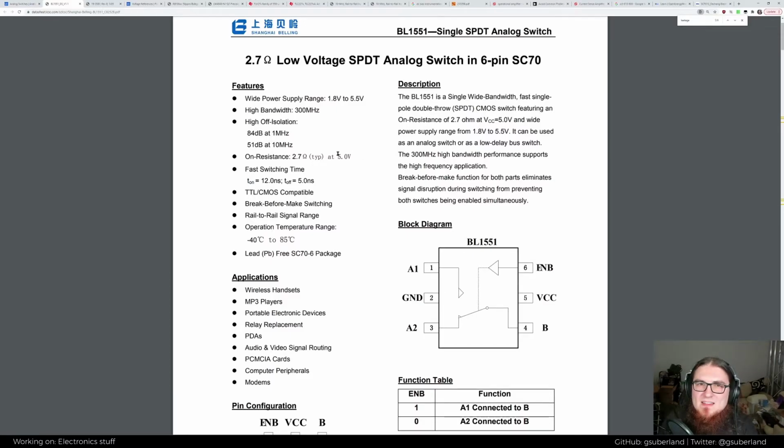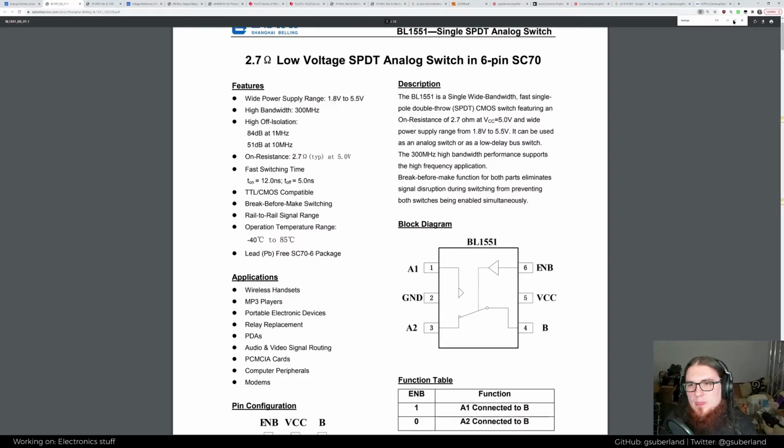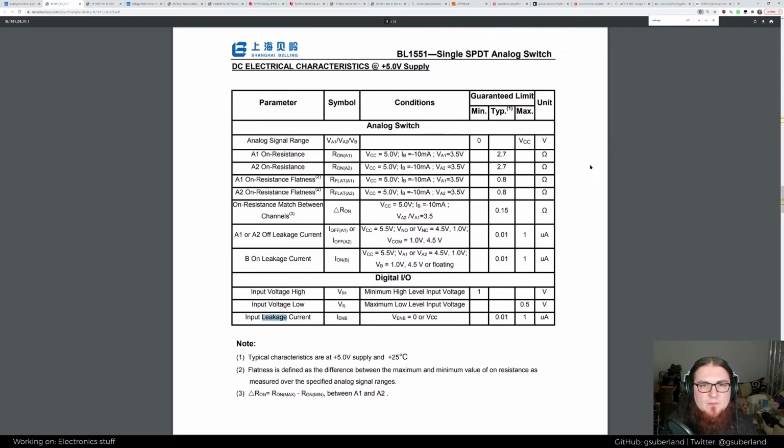But these switches do have an interesting property. Now, if we take a look here, these are the DC characteristics. It just says DC here, but it doesn't make a difference for the 5 volt supply. And we can see here that there's some leakage current. And this is effectively current that can flow across the switch while it's in an open state.